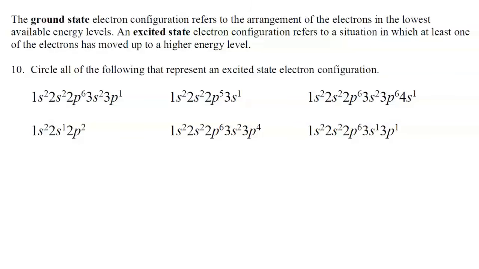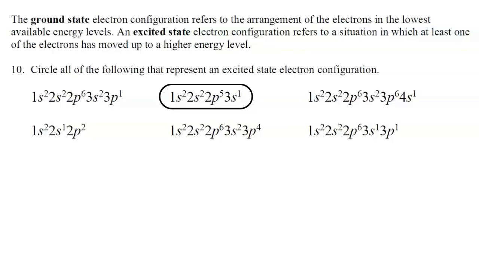So normally it goes 1s2, 2s2, 2p6, 3s2. Now, again, the first electron configuration that I see looks fine. It ends with 3p1. That looks normal. But in the second electron configuration on that top row, it says 1s2, 2s2, 2p5. So that's an excited state because one of the electrons has moved up from the 2p sublevel to the 3s sublevel. That's an excited state.